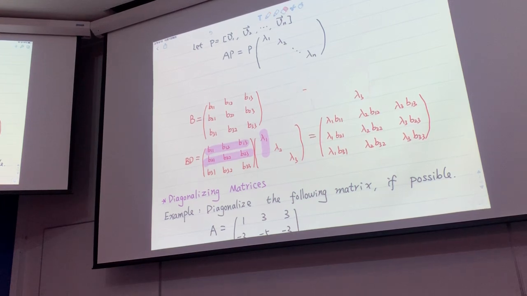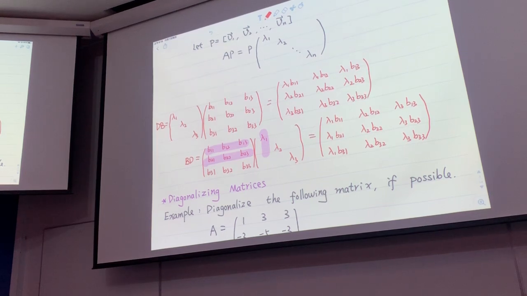But if we multiply on the left, due to the space limitation here, I put D directly here. Let's see DB, which is lambda 1, lambda 2, lambda 3 times B. What's the effect? You can see this is lambda 1 B11, lambda 1 B12, lambda 1 B13, lambda 2 B21, lambda 2 B22, lambda 2 B23, and lambda 3 B31, lambda 3 B32, lambda 3 B33.